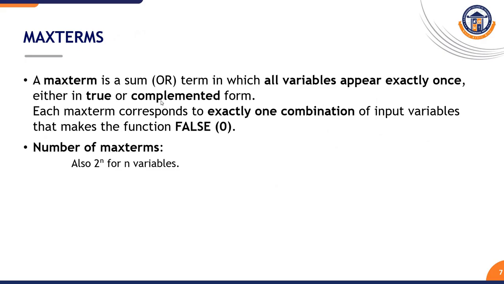Similarly, the maxterms are the terms in which all variables appear exactly once, either in true or complemented form. Here we are taking the output function as 0 in the truth table for all the input variables. If we have n variables, then the number of maxterms will be 2 power n.